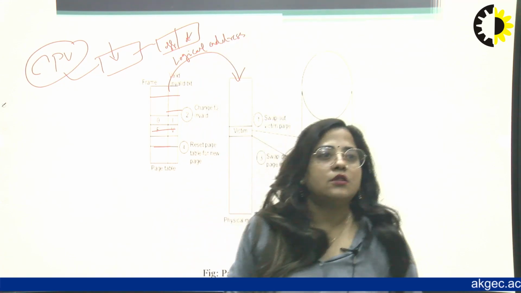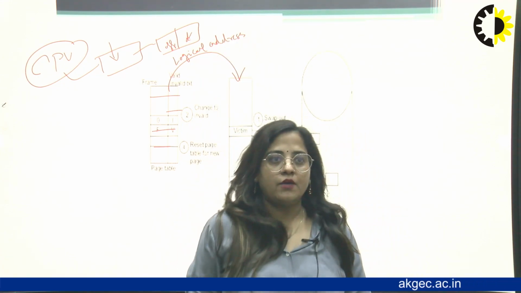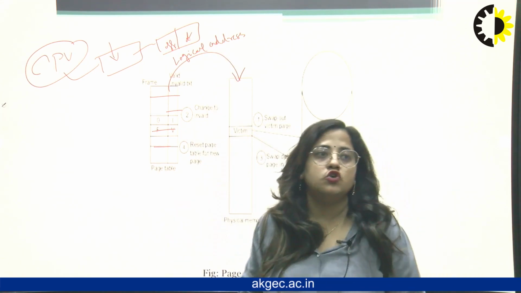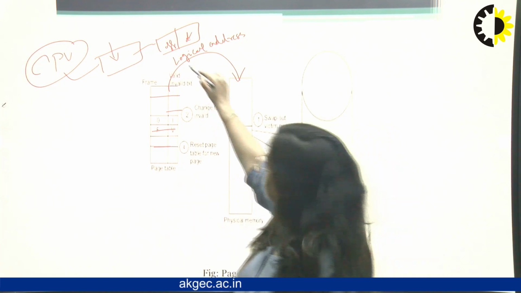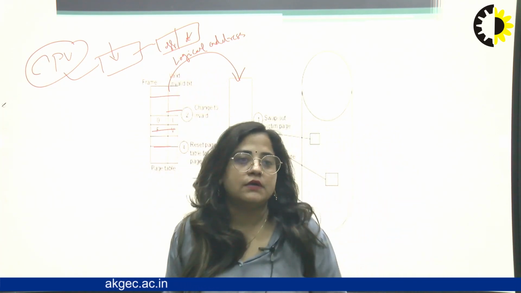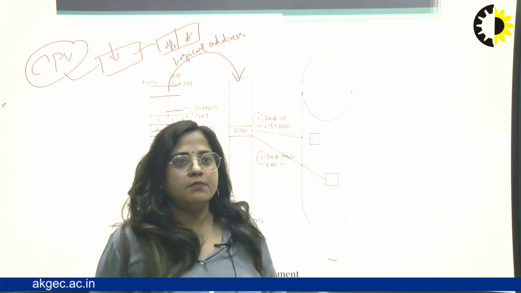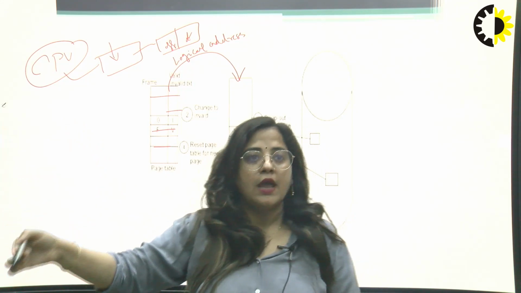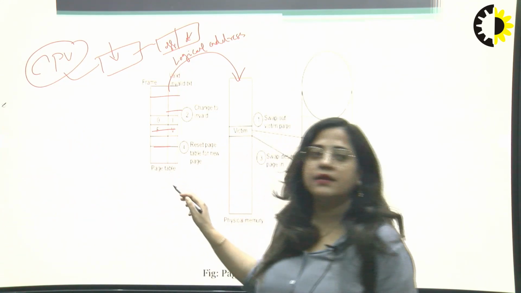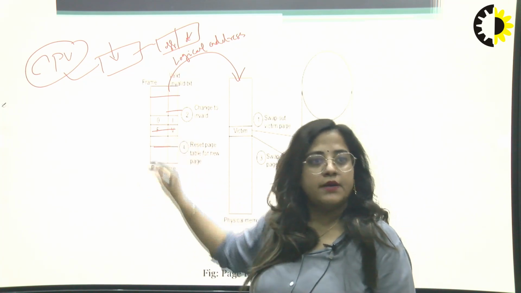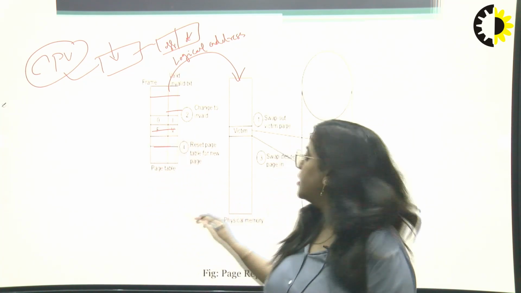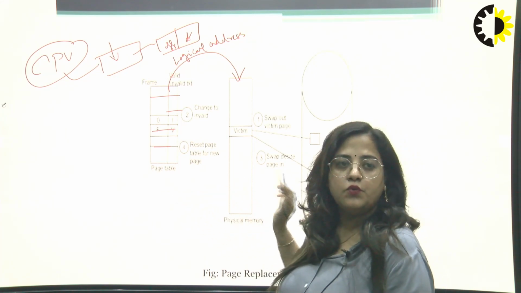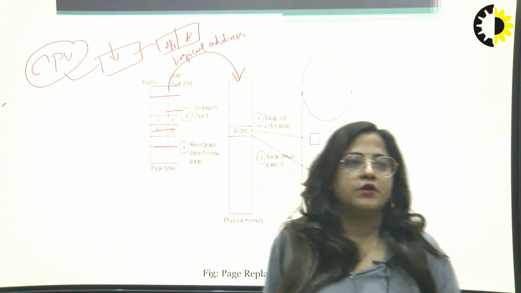So this logical address is divided into two parts. The first is the offset and the second is the frame number, and this frame number is stored in a page table. This page table contains the frame numbers, and these frames are also stored in main memory. Always, the page size is equal to the frame size.